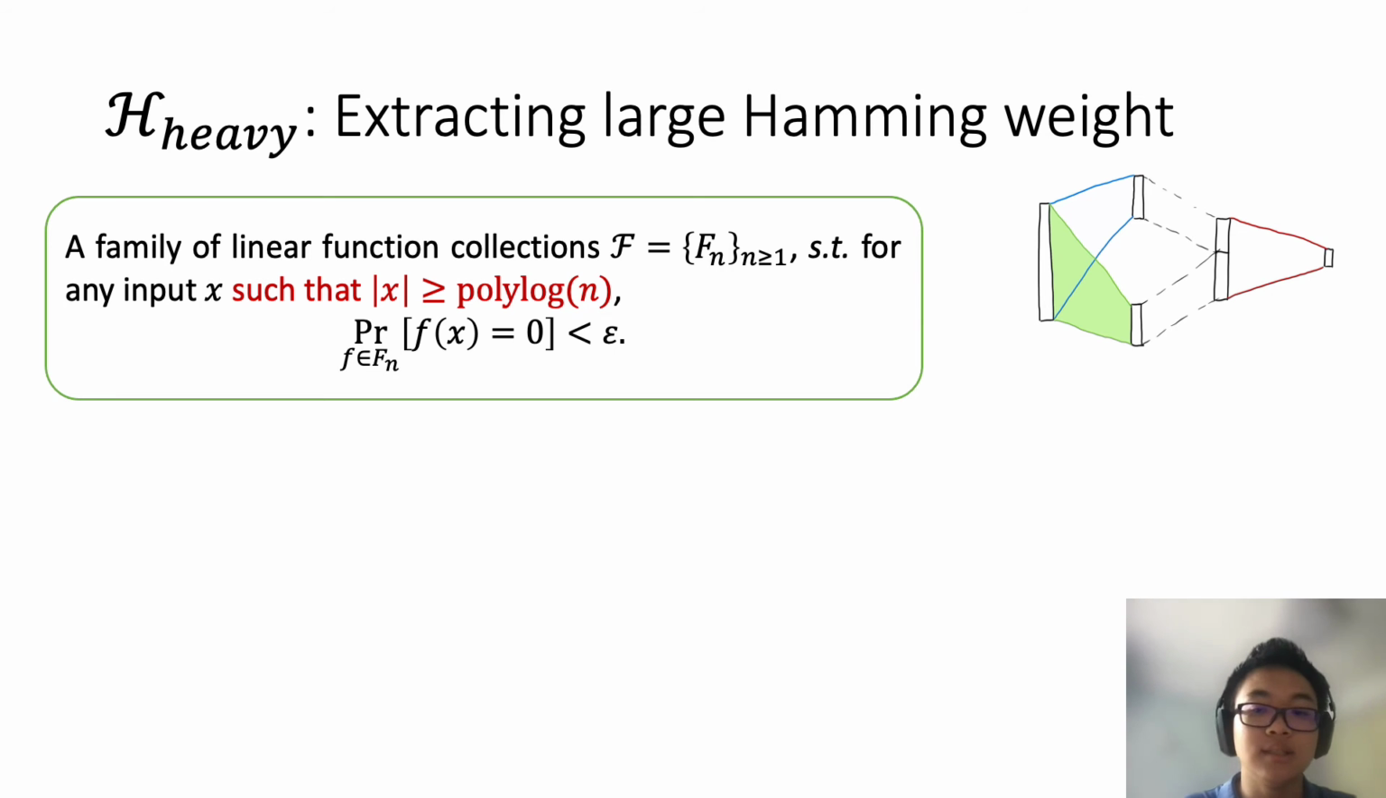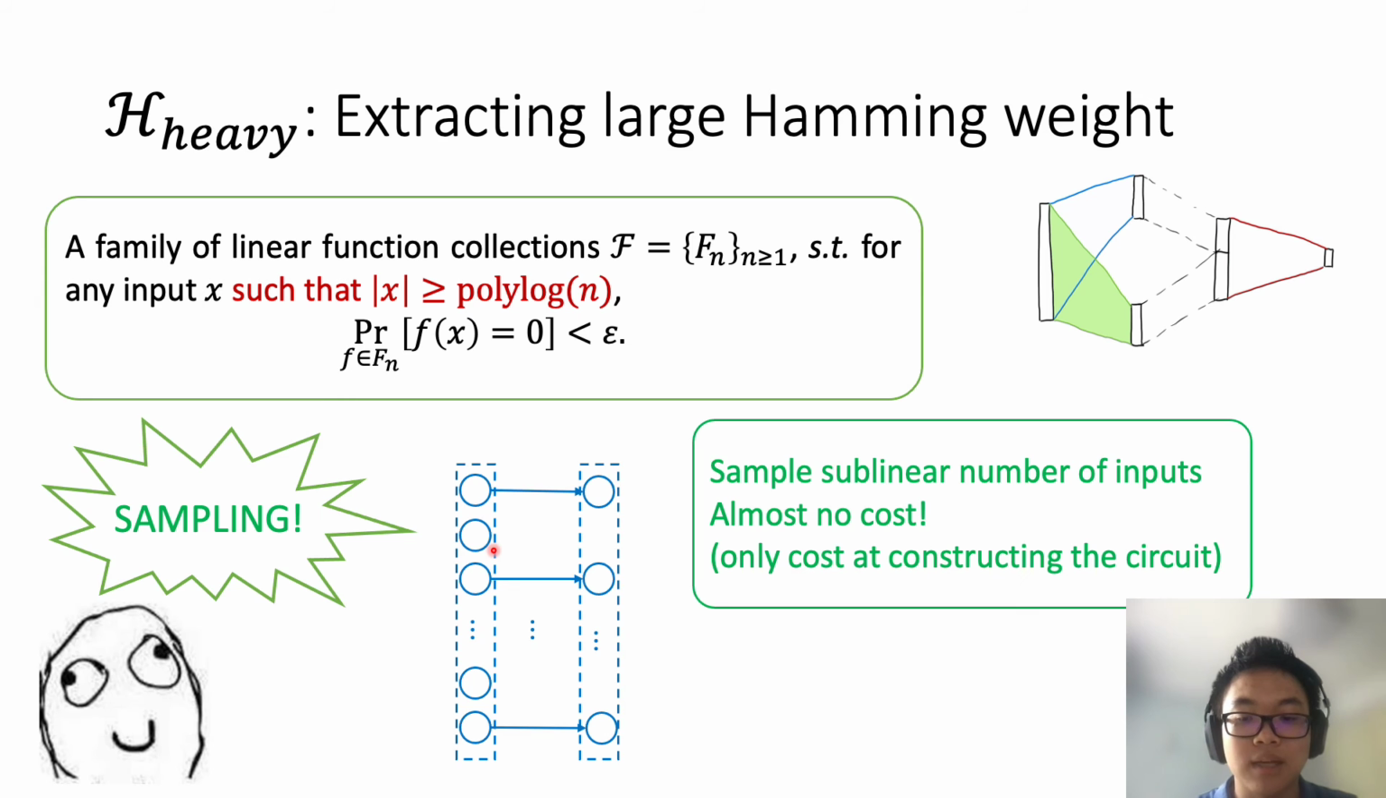We first consider the simple part, H-heavy. Here we need a family of linear functions such that for all x of Hamming weight at least polylog n, the probability that f(x) is equal to 0 is small. This part can be simply done by sampling. In particular, we sample, say, n over log n inputs and directly mark them as outputs. And with high probability, at least a 1 from the input will be sampled, so the output is non-zero.